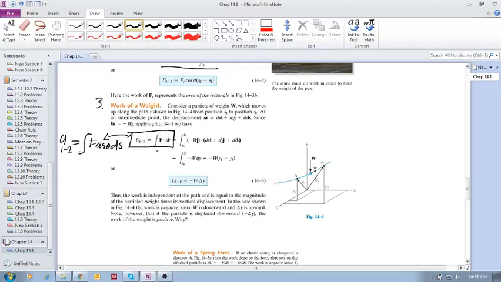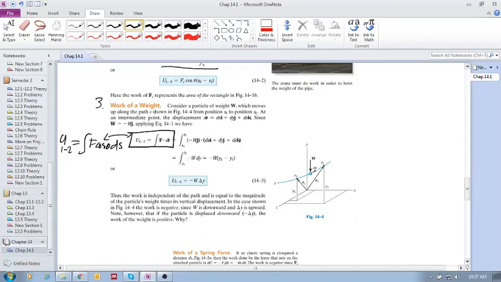So, if we look at this expression and we want to elaborate on it, what is the force? The force is the weight, W, acting down, minus j. So that's our weight. This is in vector form now, and we are dotting it with the differential displacement, dr. So dr is the differential displacement in the x, the y, and the z direction.